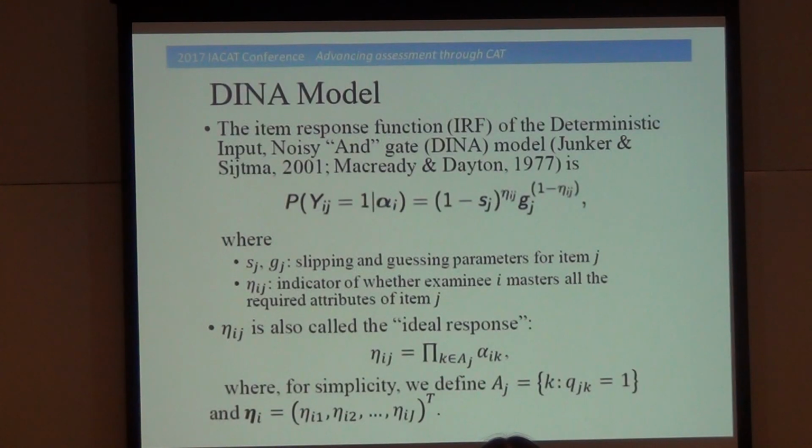Okay. So let's take a look at the model. This is the data model, and the item response function is here. If the examinee masters all the required attributes of this item, this indicator will be 1. And the probability of a correct response will be 1 minus the slipping parameter, otherwise the guessing parameter. This indicator is also called the ideal response and can be written in this form. And we will work with this ideal response in our study. The rationale behind it is that we made an assumption that this ideal response is the most likely response in the long run.